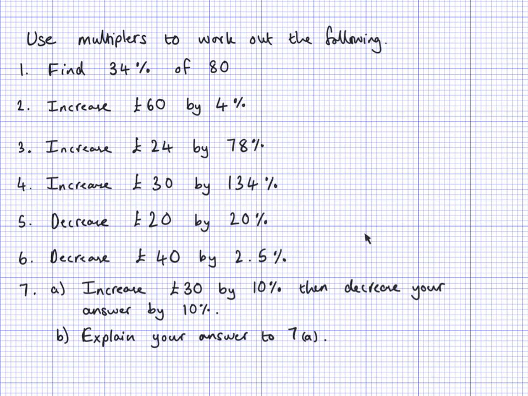Now here are some for you to try. In this last question, I've asked you to do two things. So increase £30 by 10%, then decrease your answer by 10%. And then you need to explain your answer to 7A, stating whether or not you expected this answer.